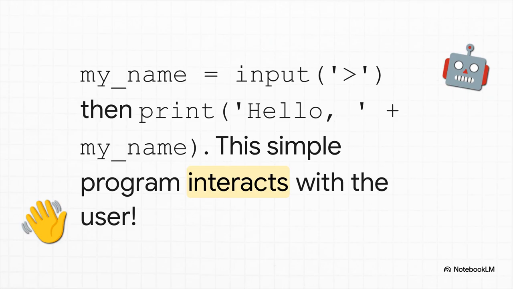It starts by just printing some greetings to the screen. Then this input function makes the program pause and wait for you to type something. Whatever you type gets stored in that my_name variable. Then it does the same thing for your age. Finally, it does a couple of quick calculations and prints out the results. Let's break down the key parts that make this all work.